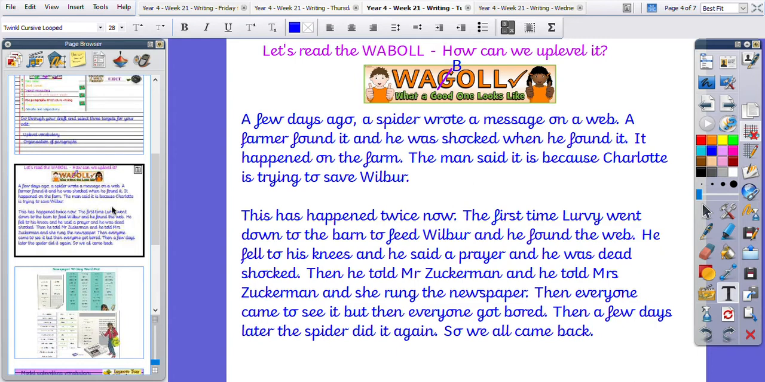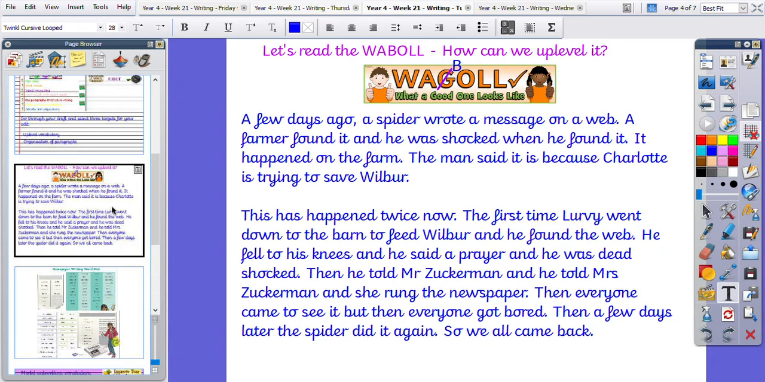The first time Levi went down to the barn to feed Wilbur and he found the web. He fell to his knees and he said a prayer and he was dead shocked. Then he told Mr. Zuckerman and he told Mrs. Zuckerman and she rung the newspaper. Then everyone came to see it, but then everyone got bored. Then a few days later, the spider did it again. So we all came back.